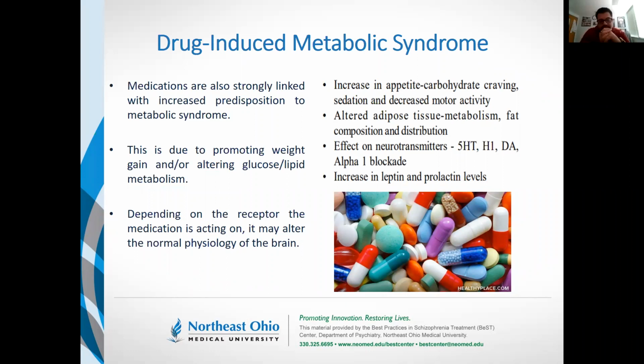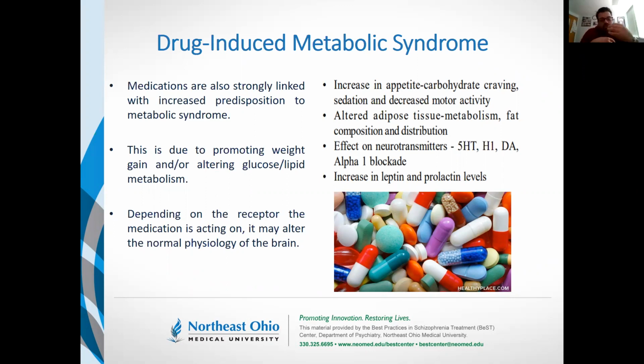Depending on the receptor that the medication is acting on, it will alter the normal physiology of the brain. Some will increase appetite, carbohydrate cravings, sedation, and cause decreased motor activity. There might be an altered adipose, which is fat tissue metabolism, fat composition and distribution. A lot of the SSRIs, SNRIs, mental health medications act on neurotransmitters in the brain: 5-HT, that's serotonin, H1 histamine, DA being dopamine, and alpha-1 blockers.